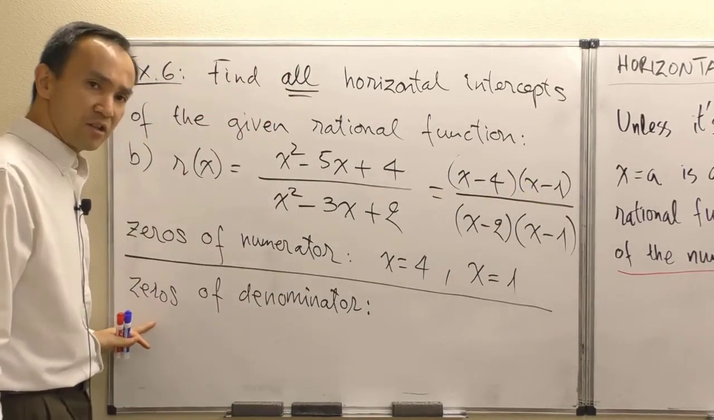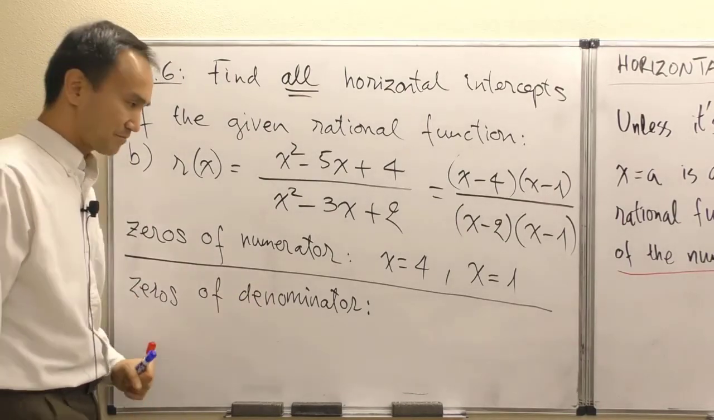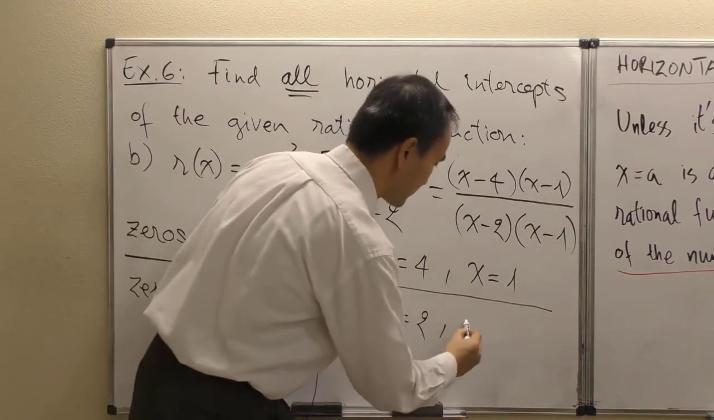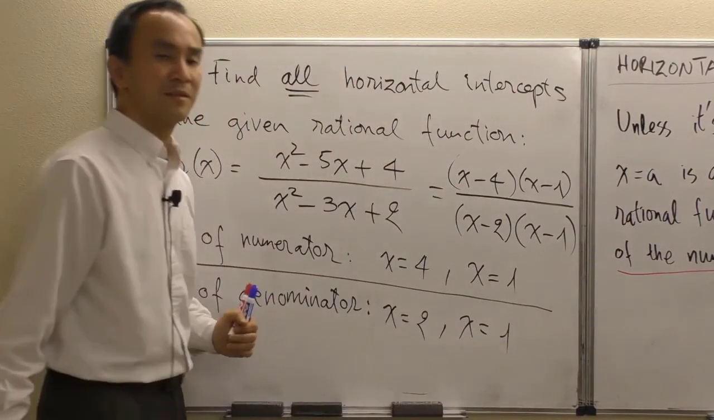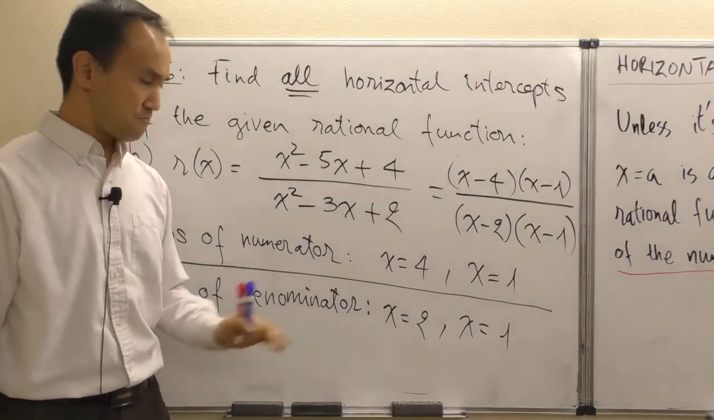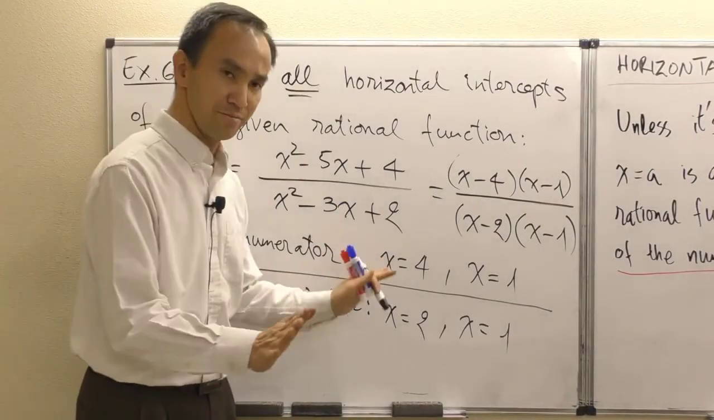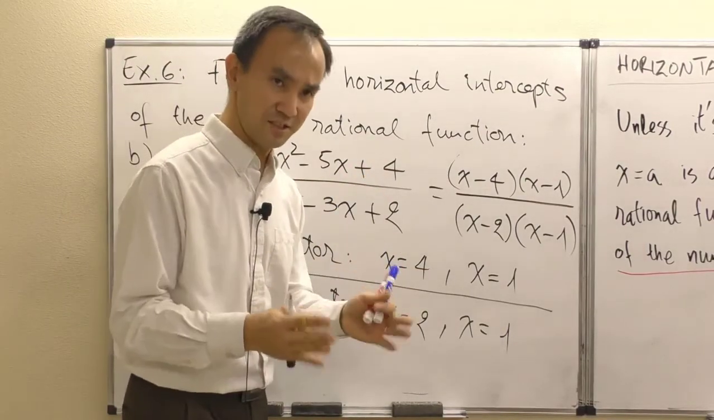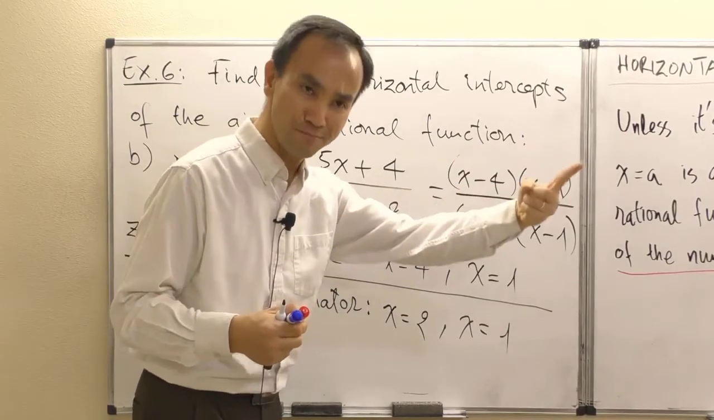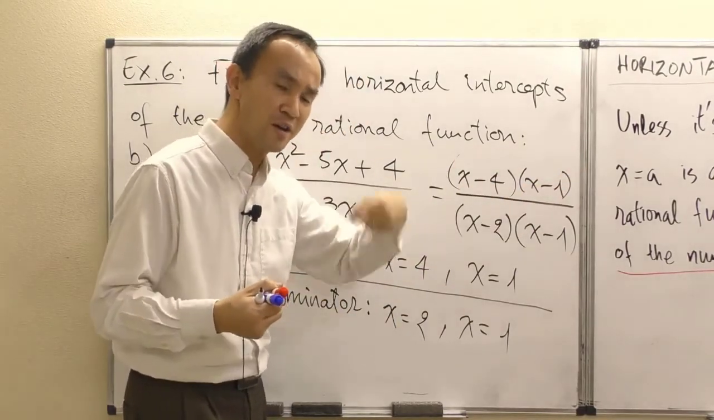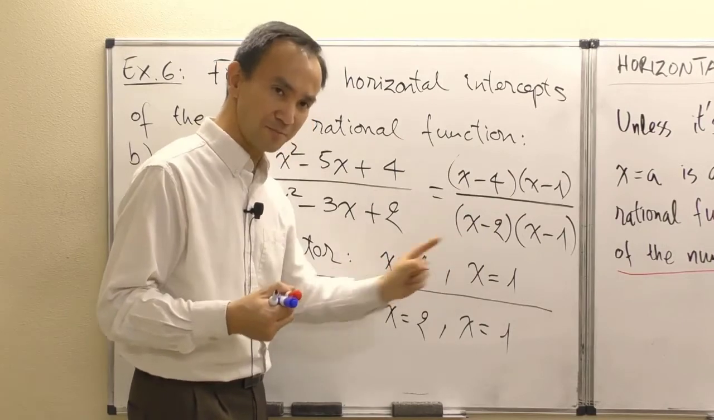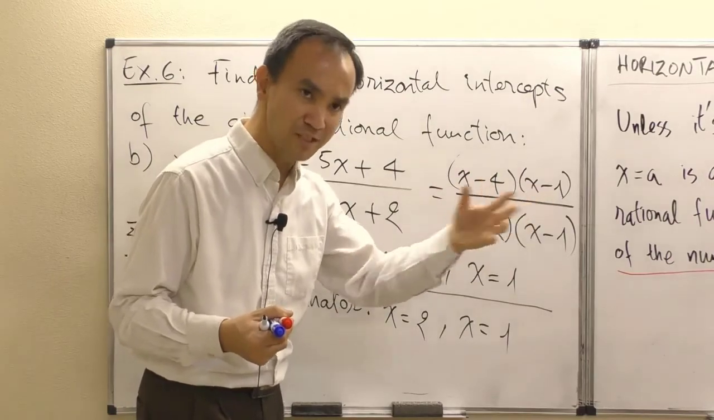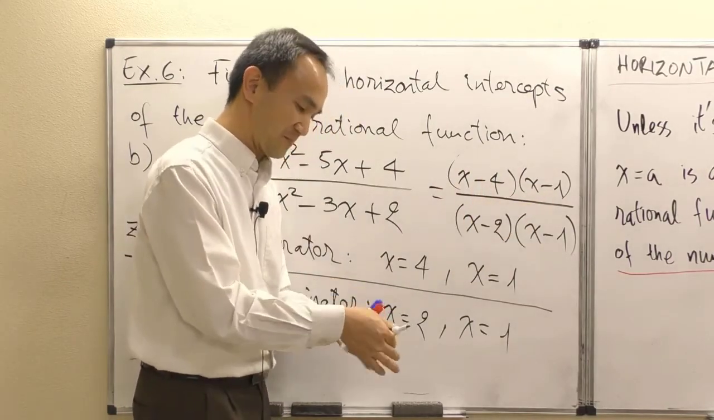Now let's list the zeros of the denominator. Now I see x equals 2 and x equals 1. Once we have listed that, the answer is clear. The candidates competing to become horizontal intercepts are here. We're going to have to filter out some of those candidates that may not become horizontal intercepts. Which ones are they?